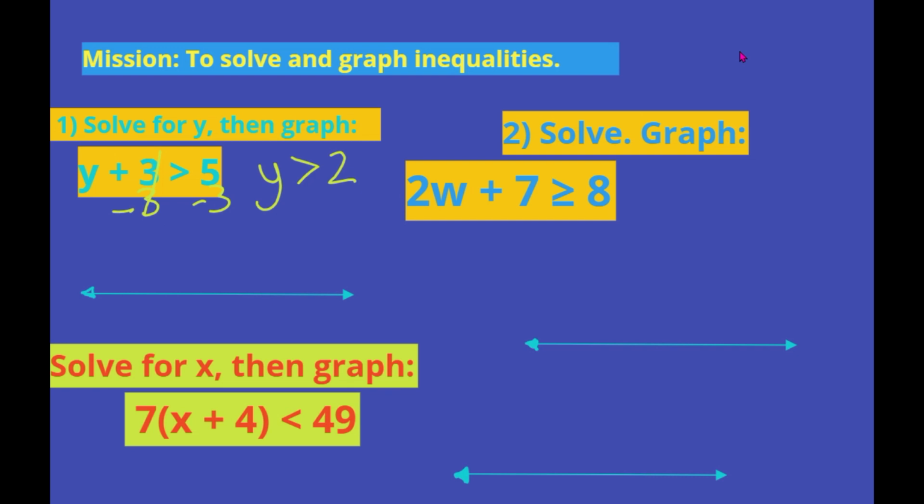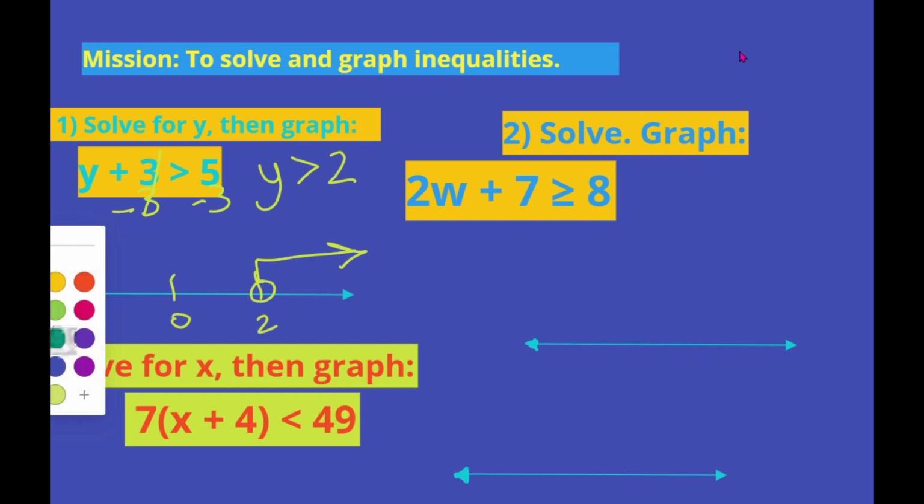Okay, y is greater than 2. Let me throw my little 0 on here. Let me throw my 2 on here. Greater than is open because it doesn't include 2. And greater than goes towards bigger numbers, positive numbers. Here's a little trick. Let me change my color to show you my little trick. As long as your variable's on the left side, this will always point you which way to go, like an arrow. So it'll say go to the right. But that only works if your variable's on the left side.